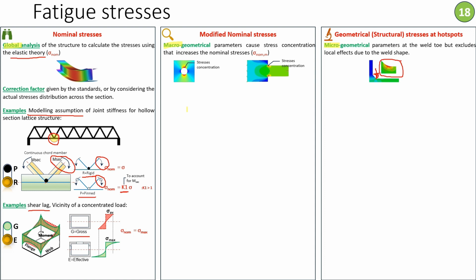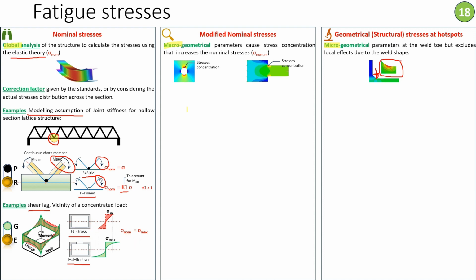To capture that, you need to use the effective properties of area. As we can see, the stress distribution with shear lag is different than the stress distribution without shear lag.